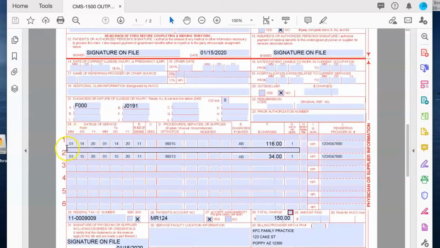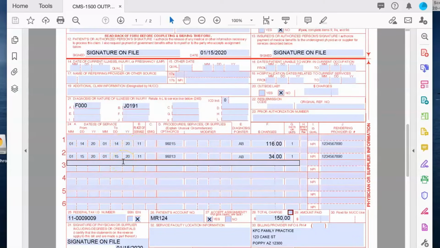Box 24A, Date of Service. What day did the patient visit the provider? In this example, she visited 2 days, and as you can see, we have them both listed, and the from and to dates are the same. You cannot group dates of service. You can't put January 14 through January 15th on one line. You must list each visit separately.